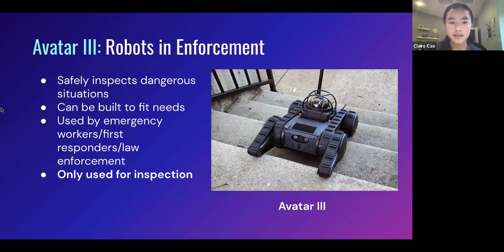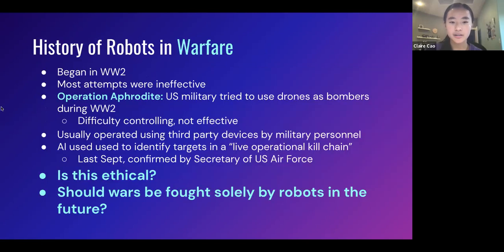Okay, I accidentally gave you a sneak peek of the next slide, but we're going to talk about this. Operation Aphrodite was a US military operation. During World War II, they tried to use drones as bombers. They modeled them off Boeing planes and tried to implement them in battles during World War II. Since World War II was big on warfare in the air, they tried to do this.